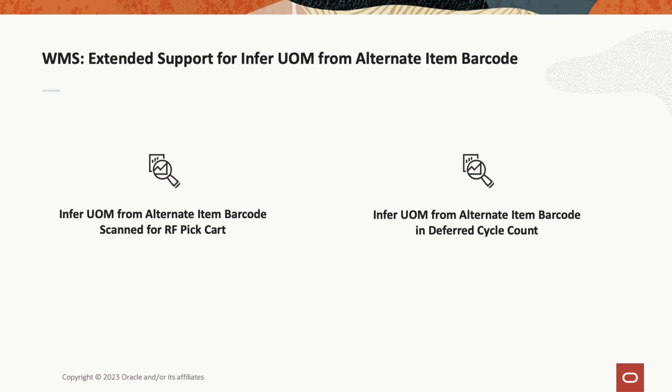Now, deferred cycle count. In addition to supporting cycle count in immediate mode, WMS now allows you to infer unit of measure from alternate item barcode scan during cycle count in deferred mode. This helps to ensure a faster and more accurate cycle counting process, again, therefore increasing warehouse efficiency and accuracy.